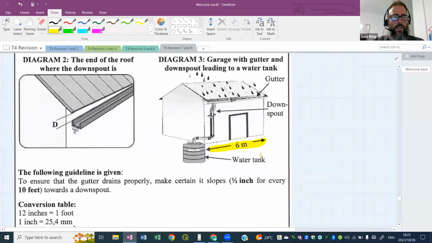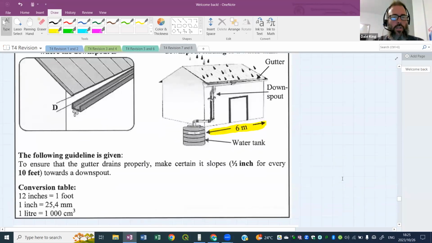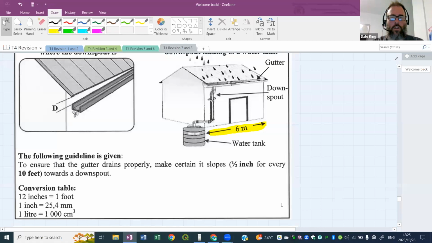Then we go down a little bit more and it says the following guideline is given. To ensure that the gutter drains properly, make certain it slopes a ½ inch for every 10 feet towards a downspout. What that means is for every 10 feet you go across with your gutter, the end must drop ½ inch. A normal gutter or normal line is straight, but they're saying if it's 10 feet across, it's got to go down a little bit, ½ inch for every 10 feet across you go.